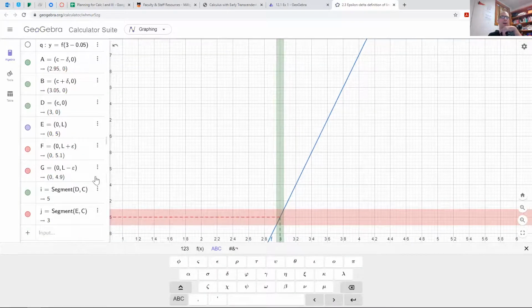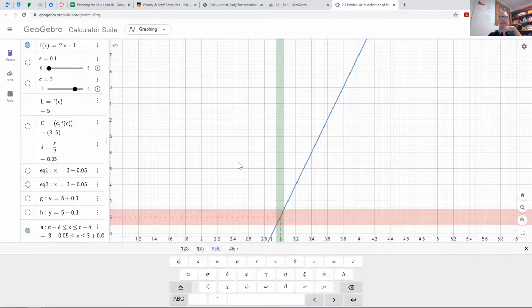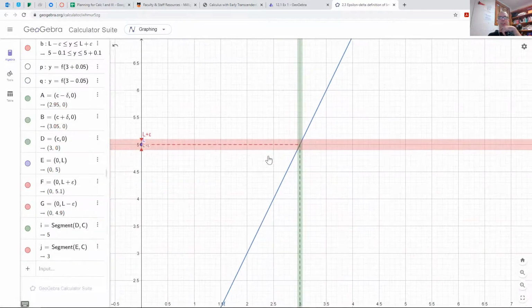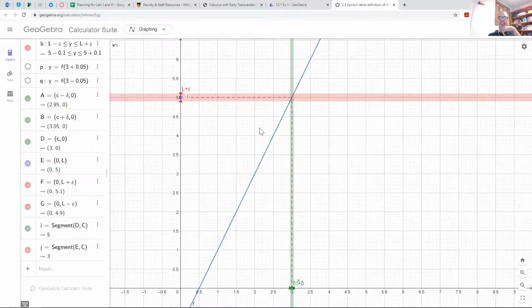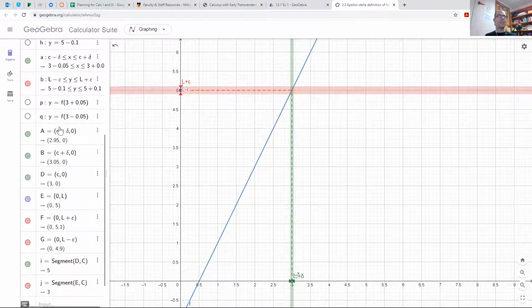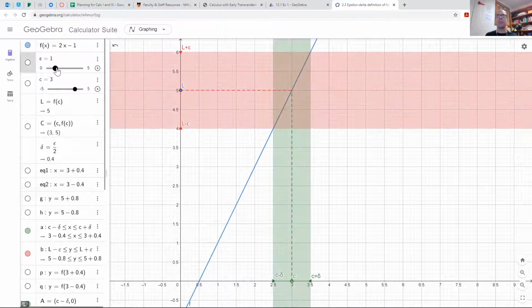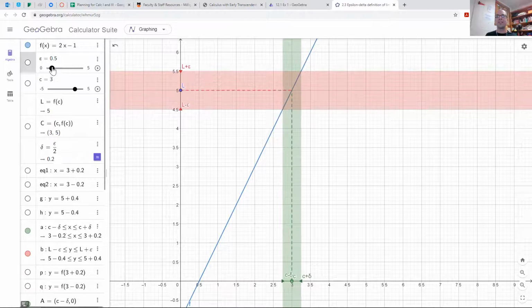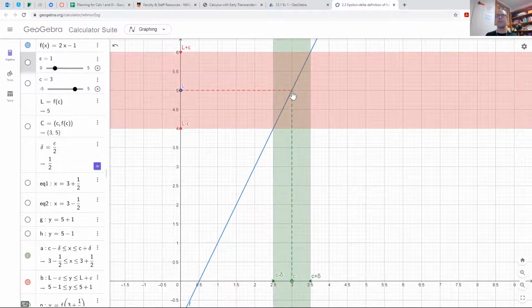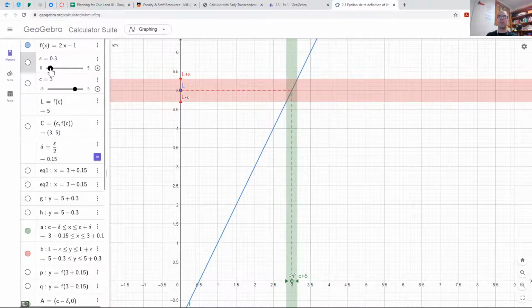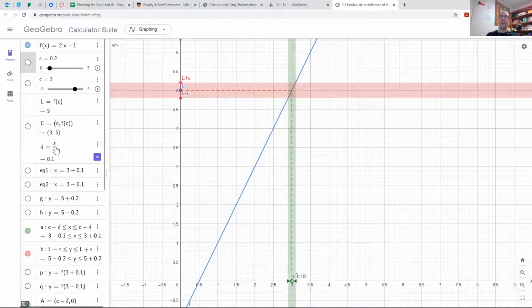And the idea here is that once you've identified and defined delta as a function of epsilon, what you're able to do is change epsilon and delta changes along with it so that you get this perfect matchup between the two. And then you can be confident that no matter how small you make epsilon, you're always going to have a delta that works right along with it.